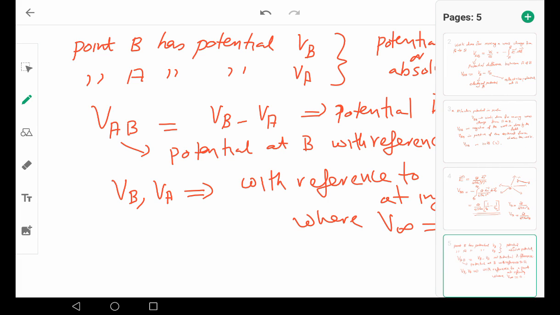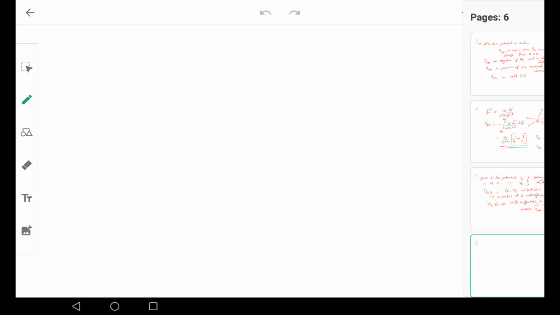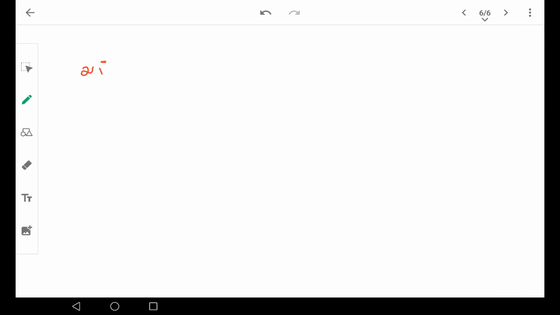Similarly, suppose you have many charges. Suppose you have Q1 here, Q2 here, and Q3 here. For the potential at this point P, you can draw a vector like this, and like this, and like this. This is R1, this is R2, this is R3.